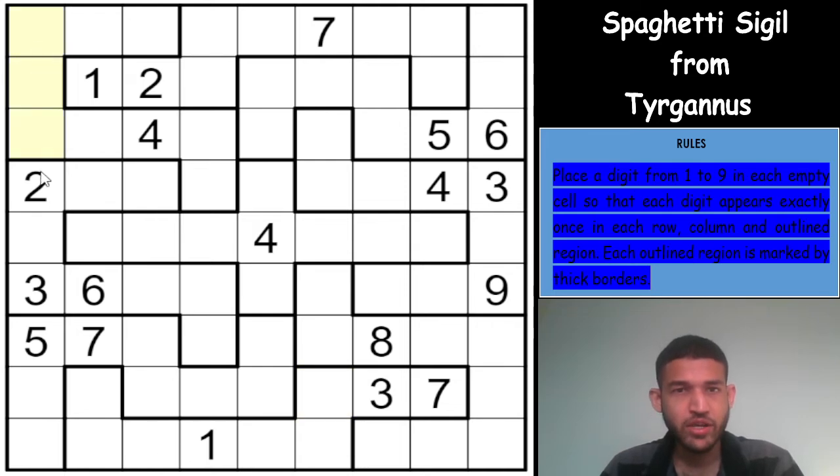Okay, so I'm looking at column 1 and seeing where the 4 goes. 4 cannot be in these 3 cells, 4 cannot be here, so that gives me a 4 in one of these 2 cells. Okay, and 3 cannot be here, 3 cannot be here, so 3 must be in one of these 2 cells.